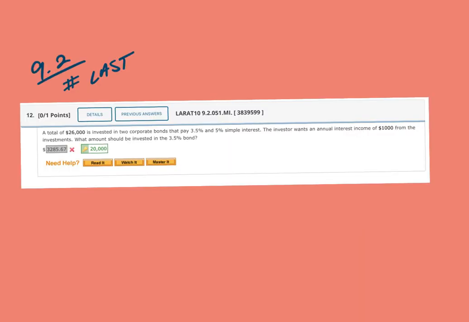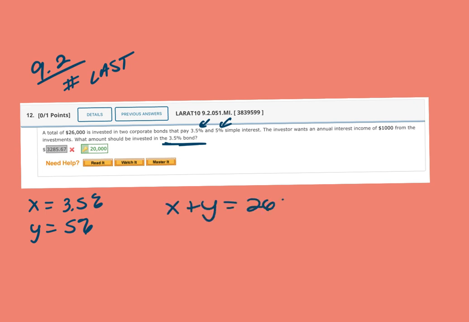All right, so this says the total of 26,000 is invested in 2 corporate bonds paying 3.5 and 5%. So if my X is the 3.5 and the Y is the 5, you guys, shh. The investor wants an annual interest income of $1,000 from the investments. What amount should be invested at the 3.5? So because they only want one answer, I want to use that strategically when I cancel out my variable. I don't want to cancel out the X because then I get Y equals and then I got to plug it back in.